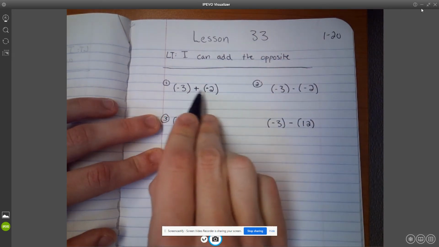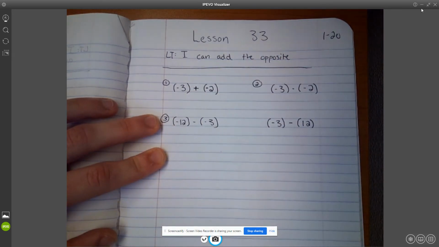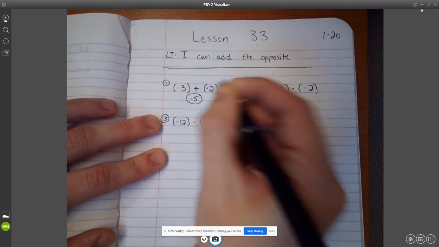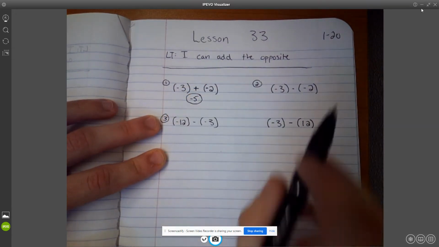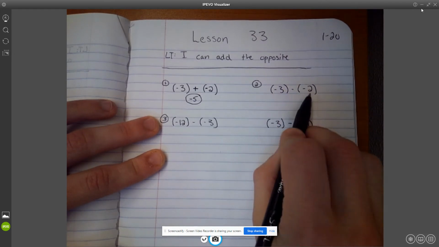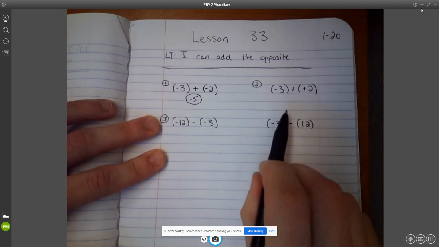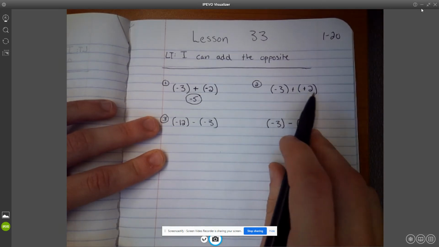When we have 2 of the same thing, we just combine like terms. So -3 plus -2 is -5. On the opposite here, we have -3 minus -2. Again, anytime we have subtraction, we're going to add the opposite. Now we have a -3 plus +2.